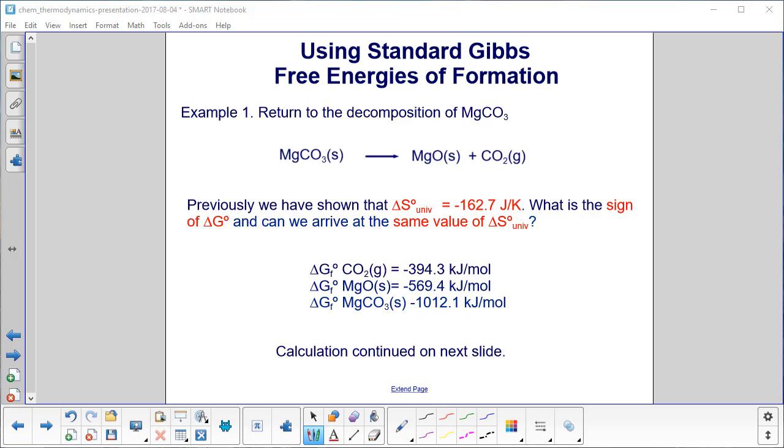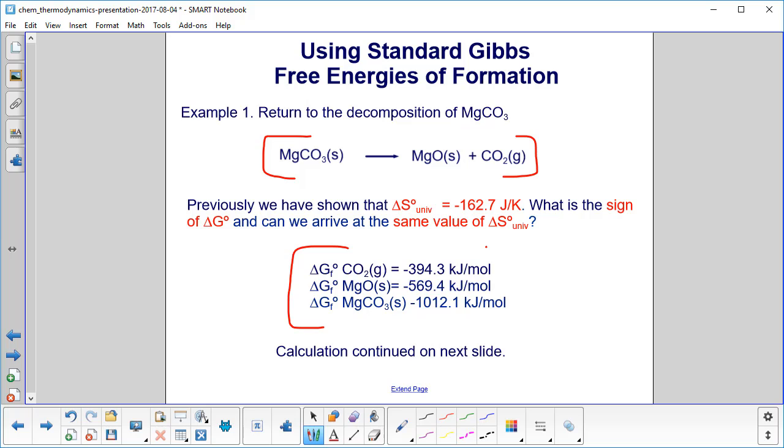Again, it's always best to work examples to see if we truly understand what we're doing. So we're going to return to the decomposition of magnesium carbonate, which goes to magnesium oxide and carbon dioxide. Previously we showed that delta S naught universe was negative 162.7 joules per Kelvin. So the challenge now: what is the sign of delta G naught, and can we arrive at the same value of delta S naught universe by using standard Gibbs free energies of formation?